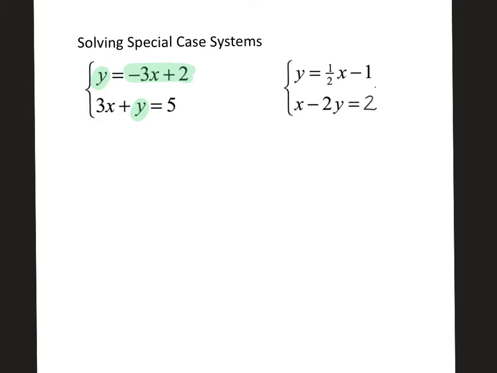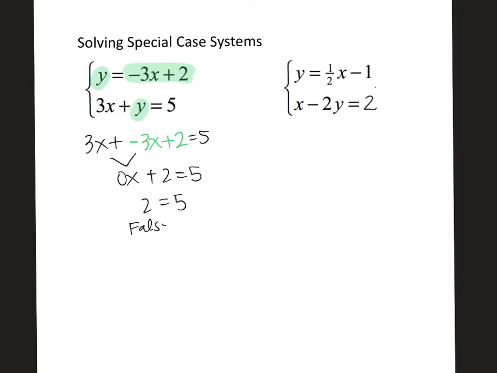So everything in the second equation is going to stay the same. And wherever I see a y, I'm going to replace it with negative 3x plus 2. And that is also going to equal 5. Combining my like terms, I have 3x minus 3x, which is 0x, plus 2 is equal to 5. And 0x plus 2 is just 2. So then I'm left with 2 is equal to 5.